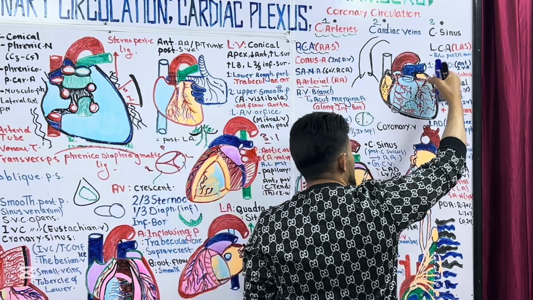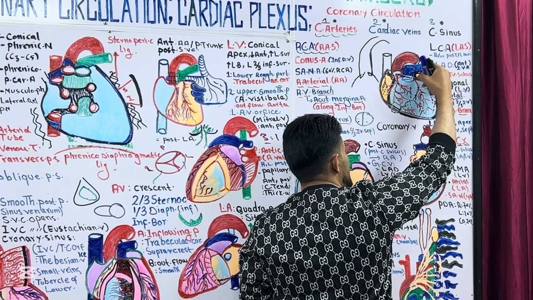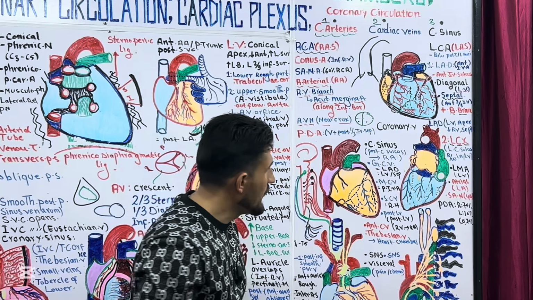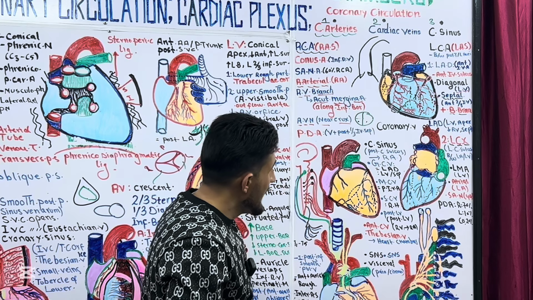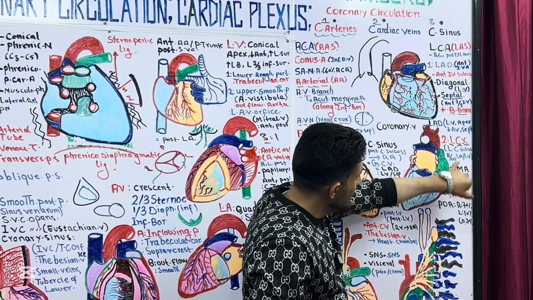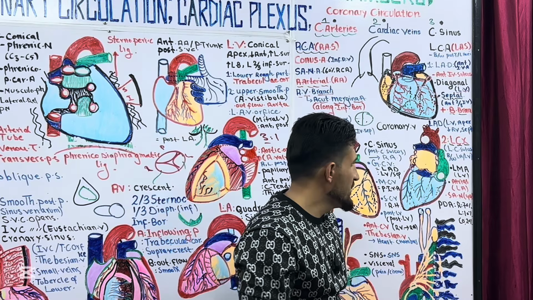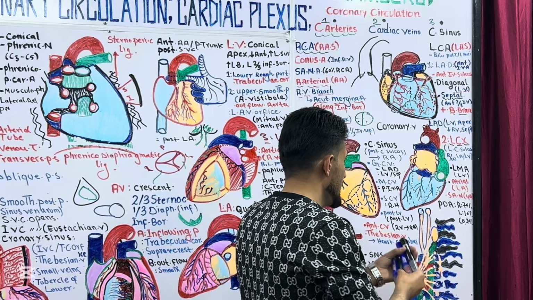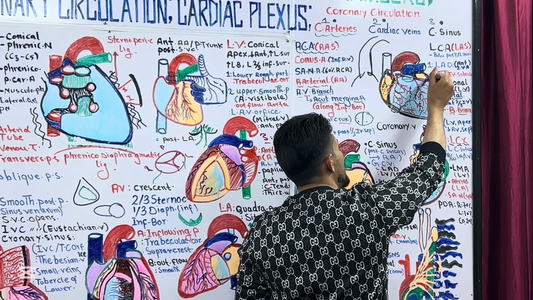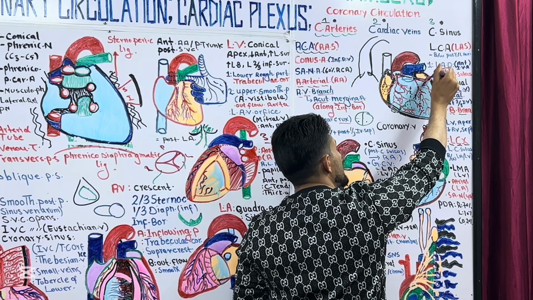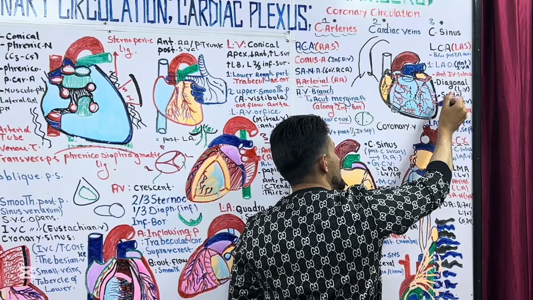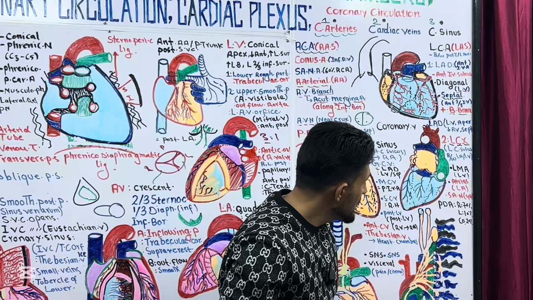Now it runs in the sulcus which is called coronary sulcus, and turns back to the posterior part of the heart. Okay, and in the posterior part of the heart, it gives a branch which is called left marginal artery. For example, this is circumflex artery. It turns back and gives a branch called left marginal artery, which supplies left ventricle.